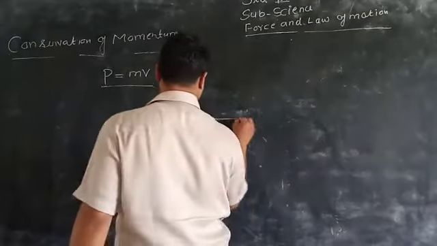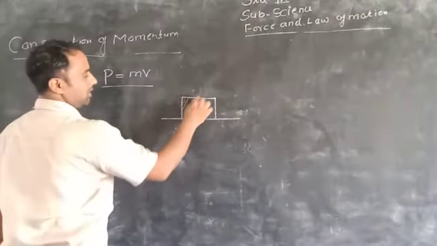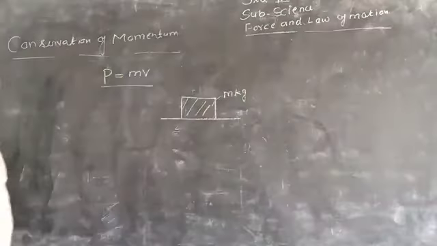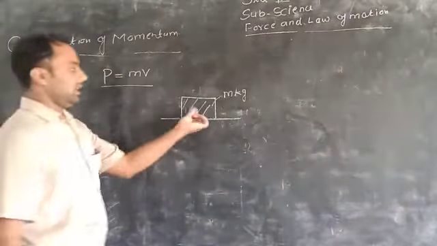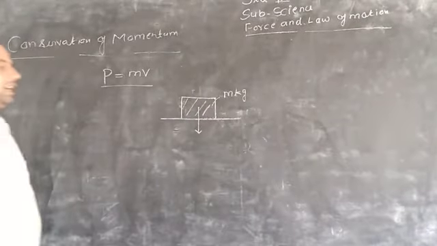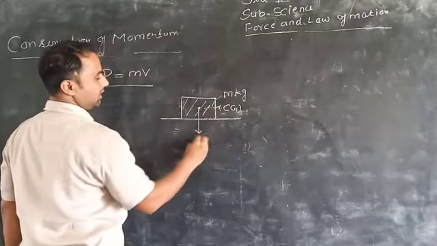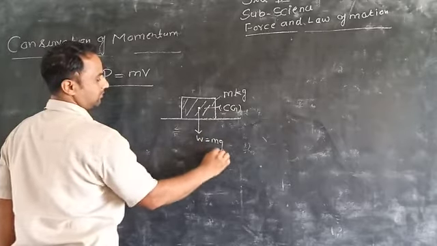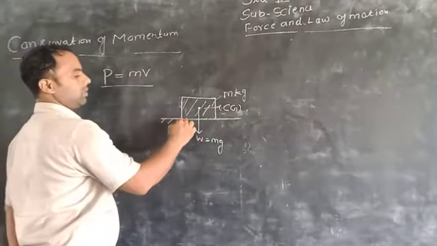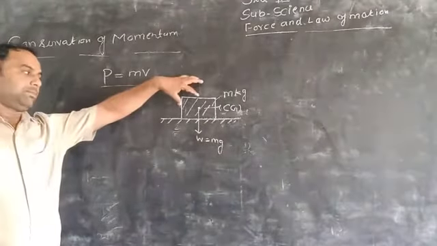Suppose we have to see here. This block is kept here, and this block has a mass of m kg, and here we see the weight is acting vertically downward, and it is always acting at the point of center of gravity, that is called CG. W is equal to mg. This weight compresses the ground, because this block is kept on the ground.